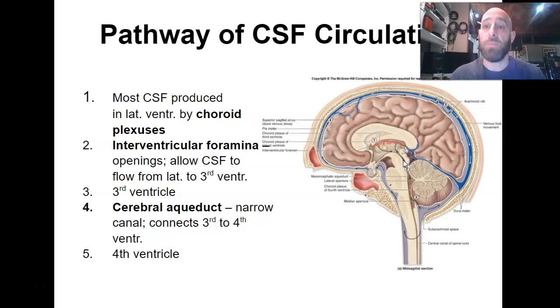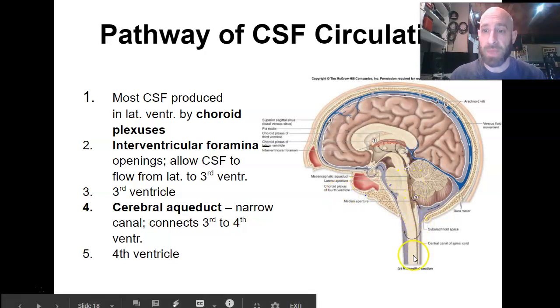And then it's going to pool up in the third ventricle, where it's going to fill up that area, and then it's going to go through the cerebral aqueduct, which is another thin opening, and it's going to pool up in the fourth ventricle, in this area here. And then it's going to travel down this canal here.